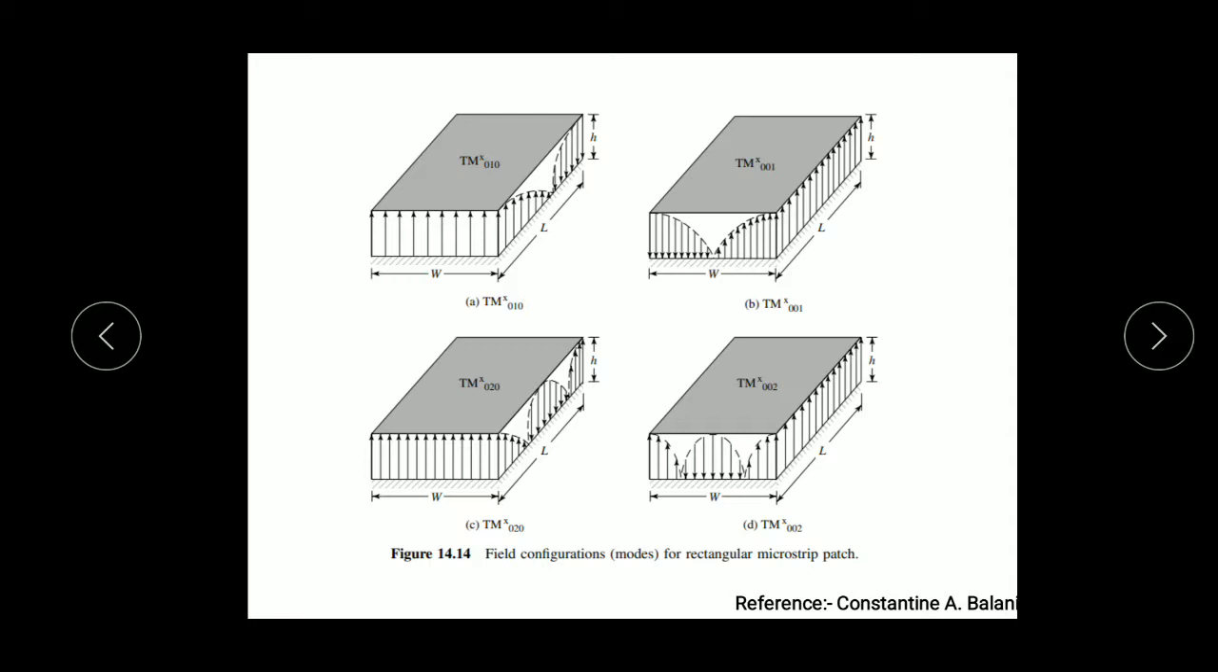Similarly, this is the TM001. So you can also say that these are orthogonal modes. Basically, this is a 90-degree shifted mode. This represents lambda by 2 in the W direction, for 001. This is lambda by 4 and this is lambda by 4. Total is lambda by 2.